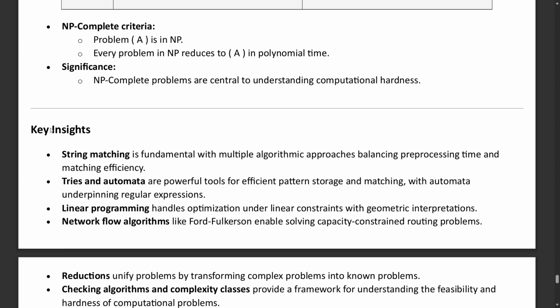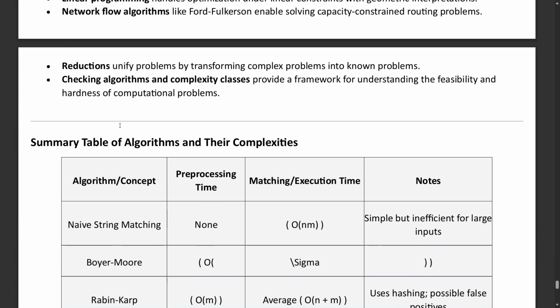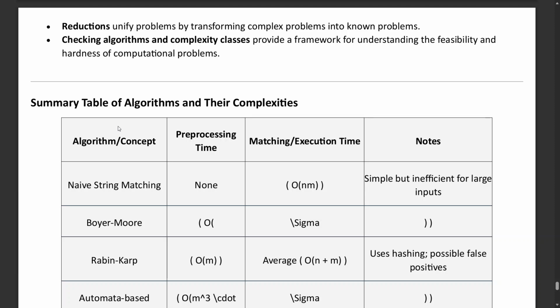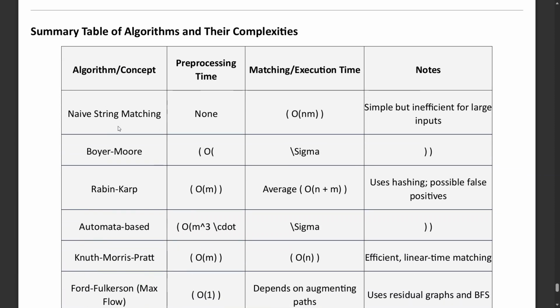To summarize, string matching has multiple efficient algorithms balancing preprocessing and runtime. Tries and automata help with pattern storage and matching. Linear programming solves optimization problems with geometric intuition. Network flows handle capacity-constrained routing, while reductions connect problems and reveal complexity. Checking algorithms and NP-complete problems help us understand computational hardness.